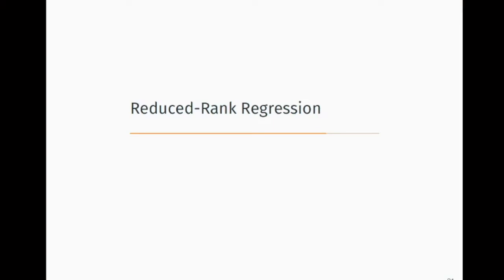So today's lecture is going to be on reduced rank regression. I want to discuss how it relates to, on the one hand, multivariate linear regression, but also how it relates to canonical correlation analysis, and how all three methods are somewhat related and can be viewed as being within the same framework.